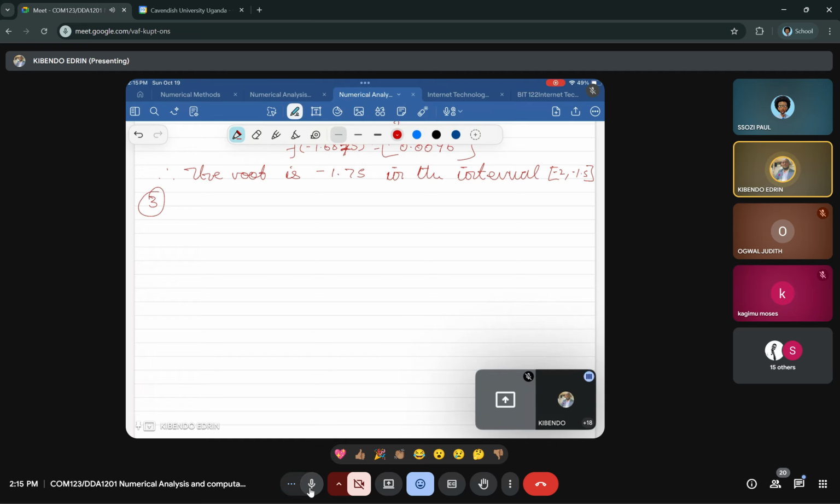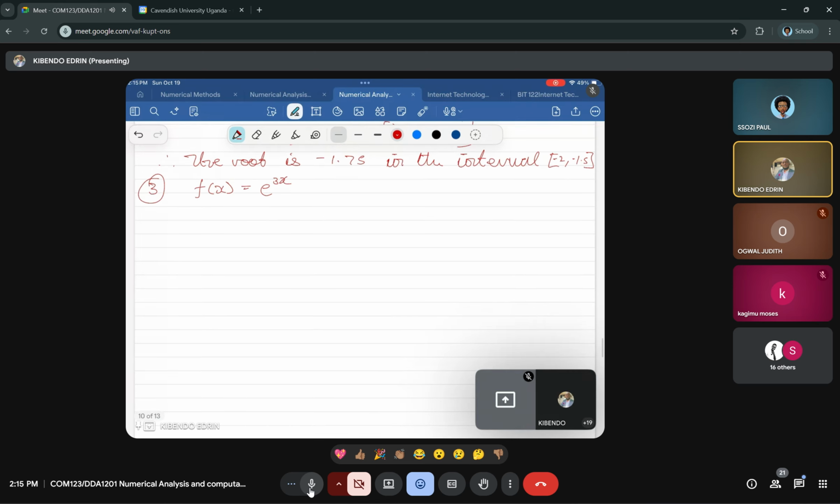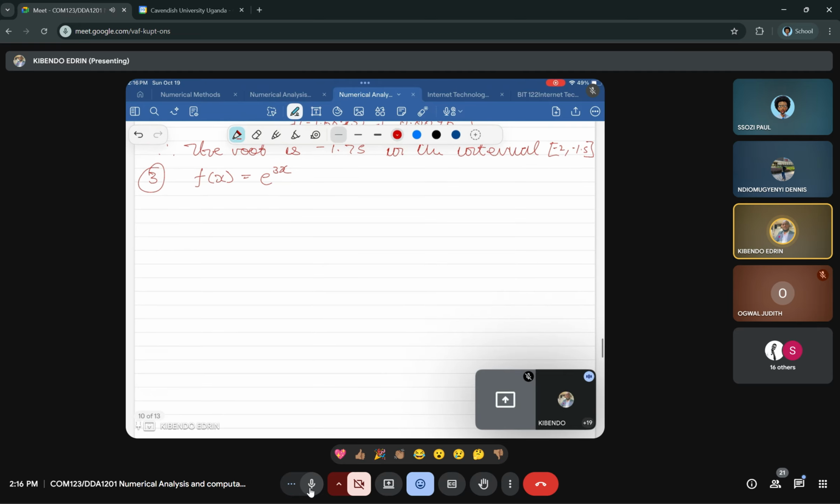Using Maclaurin series, find the first 5 terms of the expansion of the function f of x equals e to the 3x. Yes, Edwin, this question is yours, apparently, says Paul. Is it mine or it's for the class? For the class. Okay.